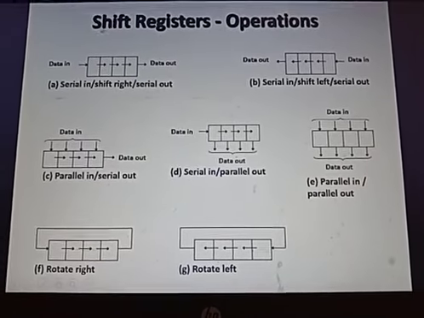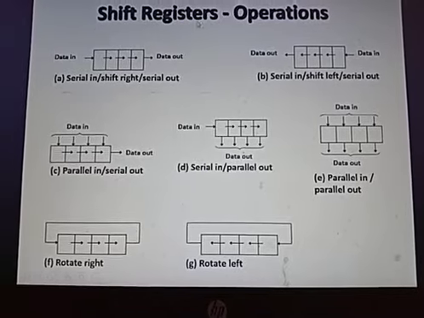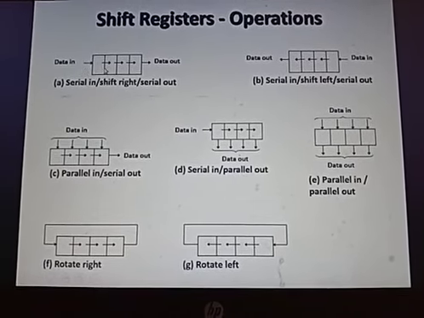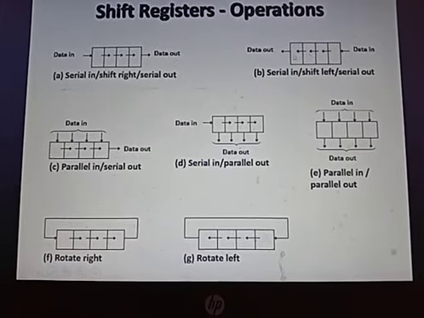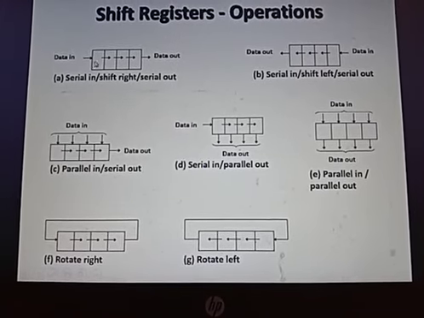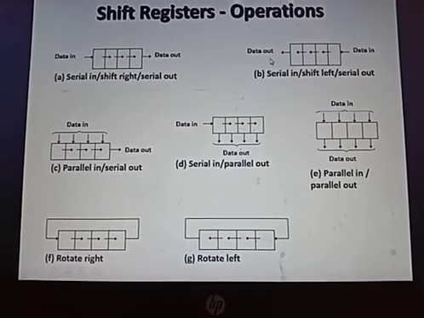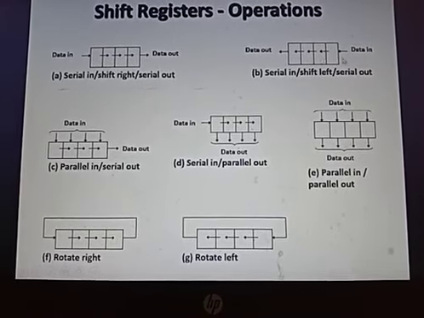Now this shows you all the possible operations available in shift registers. The first one is serial in and serial out. Both are serial in and serial out, but in one the data movement is to the right-hand side, and in the other the data movement is to the left-hand side. So we call this a shift right or shift left.